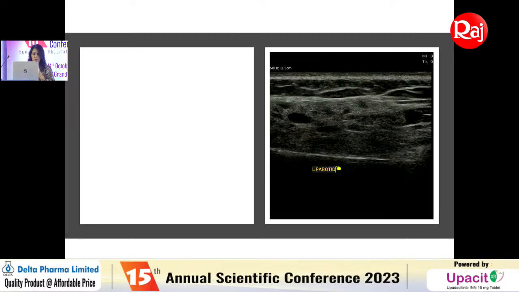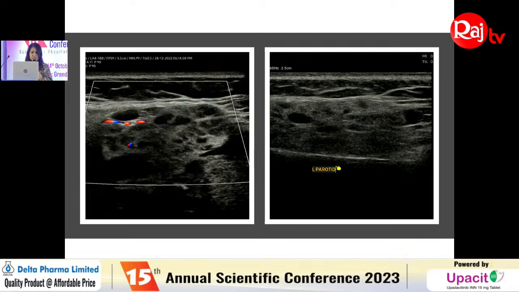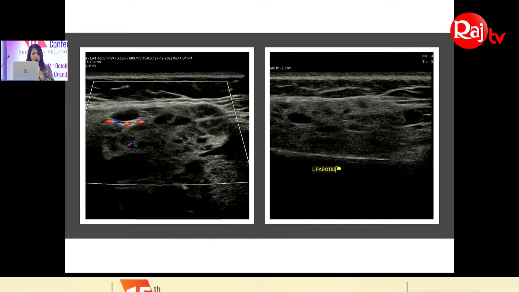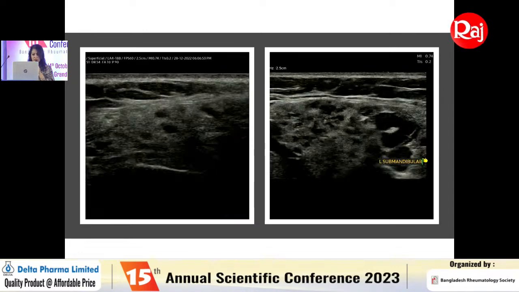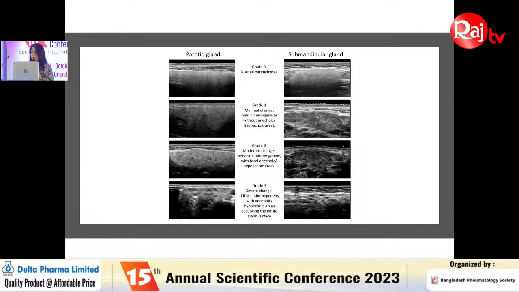I think Dr. Shobha Majumdar nicely described it. This is a 10-year-old girl who had bilateral parotid swelling and positive anti-SS antibody. You can see here multiple hypoechoic lesions in the parotid gland, and this indicates that the patient has Sjogren disease. This is another picture, and this is the OMERACT grading. I'm not going to show you in detail because this has already been discussed.